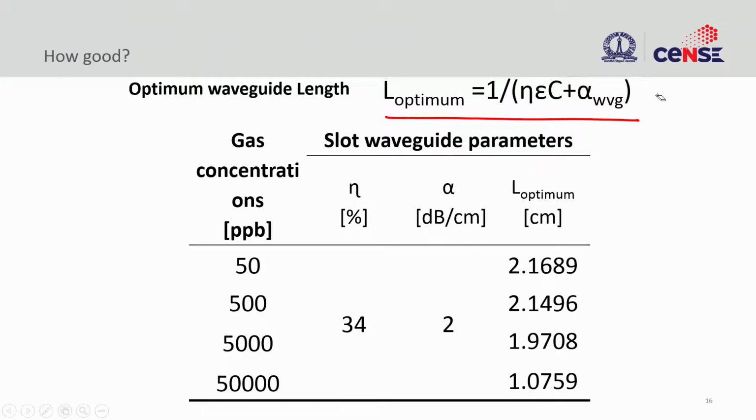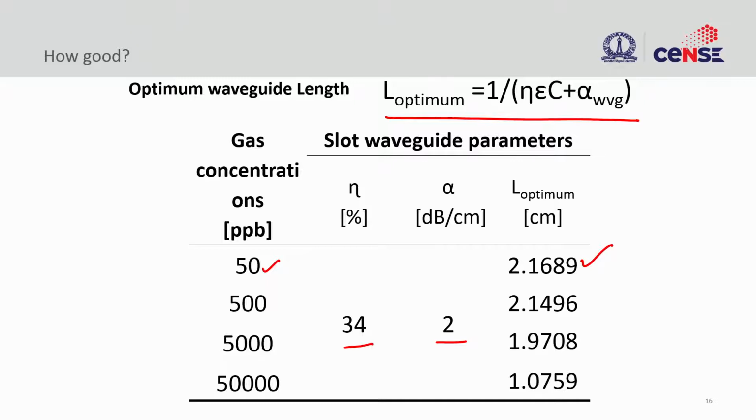All right. So, let us look at a few scenarios here. If you want to measure 50 ppb, this is parts per billion, and your field fraction is 34% outside, that means 34% of the light is interacting with the gas, and you have a 2 dB per centimeter loss, you just need about 2.2 centimeter long waveguides. This is very small, right.